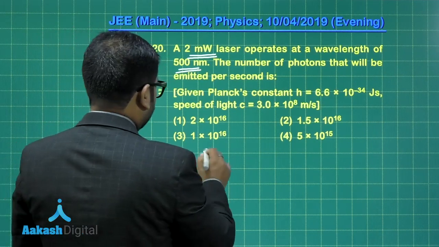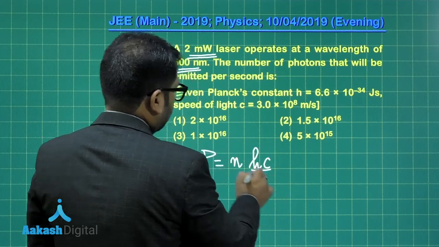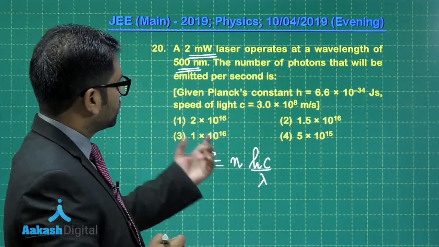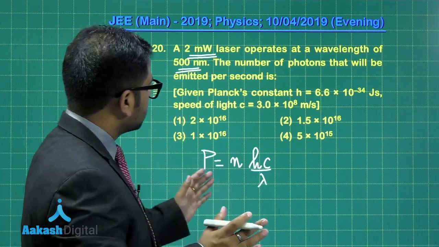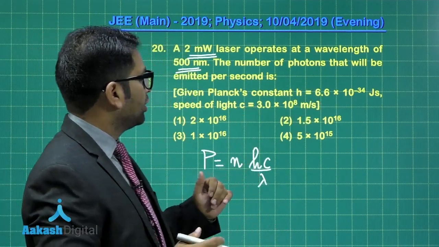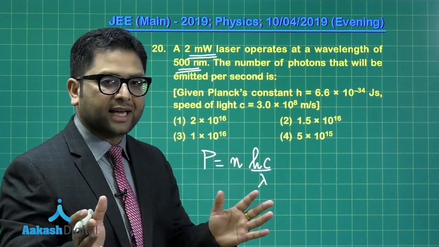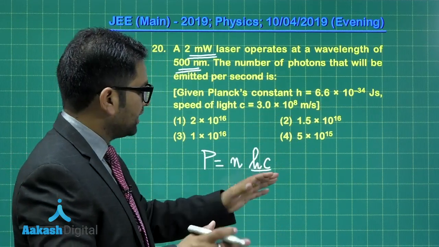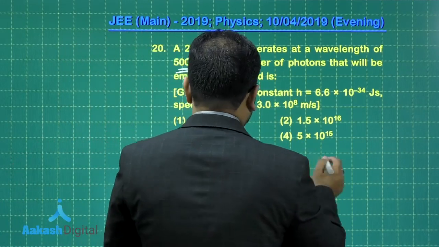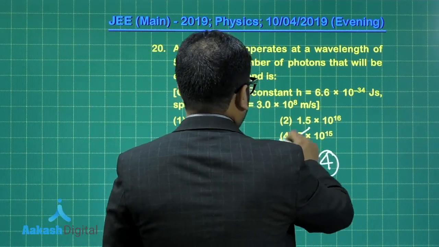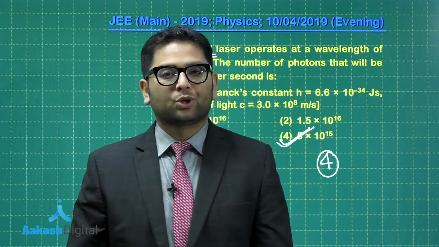So here you get P equals N h c by lambda. That will give us the number of photons emitted per unit time. Straightforward. You can either go by putting h and c directly, or you can use another approach. hc is 1240 electron volt nanometer. And finally, just be careful with the units. Everything has to come into SI. You solve this and you would get option number 4 as the correct one. All right, let's move to the 21st one.